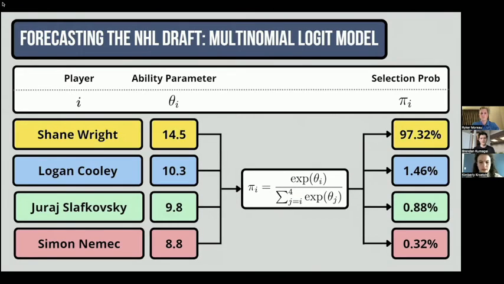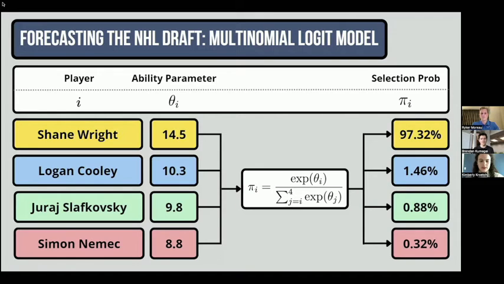To give an intuition behind the model, imagine there are only these 4 prospects, and let's say that we know their theta values given here, where higher theta values correspond to higher skills. The draft consists of a series of player picks. We model each pick with a multinomial Logit model, which uses the abilities theta to produce selection probabilities pi through the formula shown in the middle. Consider only the first pick. In this example, the model gives a 97% chance that Wright will be chosen first.